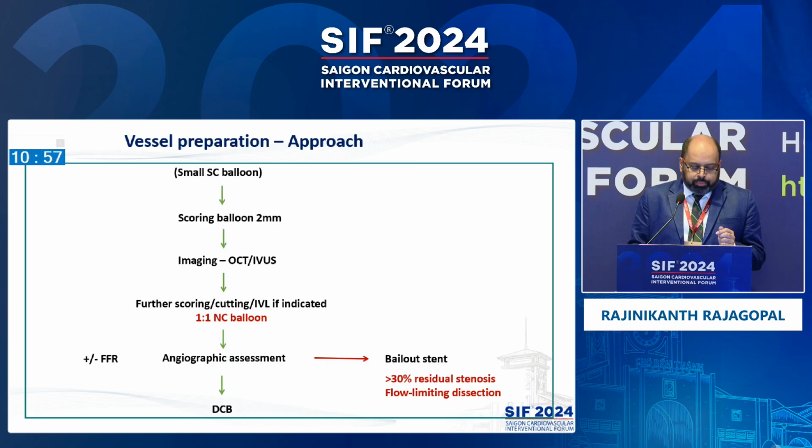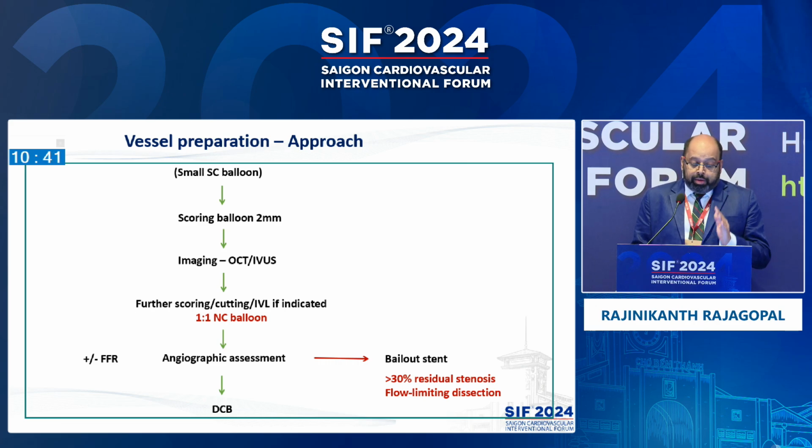You can see it there. So this is my approach to DCBs in general. I usually start with a very small scoring balloon, 2 millimeter. But if that can't go through, I start with a very small semi-compliant balloon. Then a scoring balloon. After this, we do imaging, either OCT or IVUS.